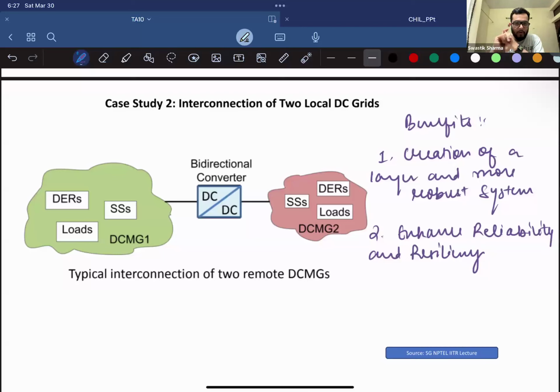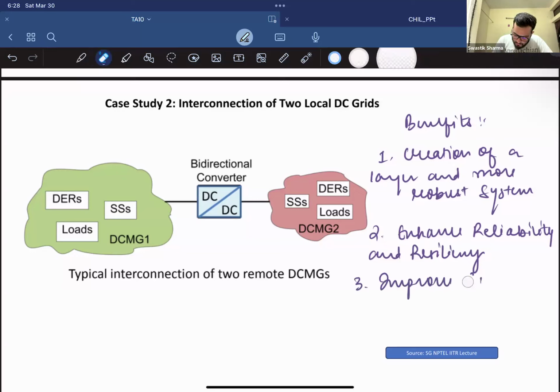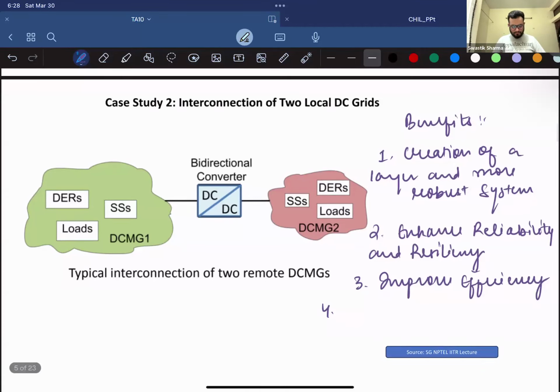You could have a reliable power supply if your load demand goes higher than the generation available in your local area, and it can make you resilient. Let's say you had a sudden removal of generation at your end, you could import power by having this interconnection tie line. It could improve efficiency, so by installing more renewables you can also efficiently manage these resources and your loads.